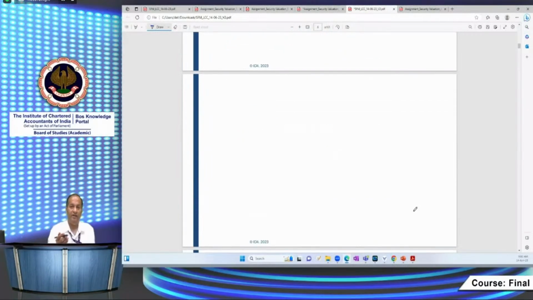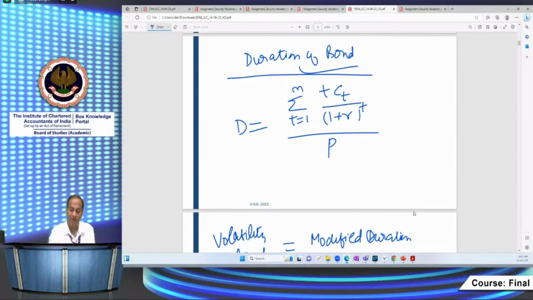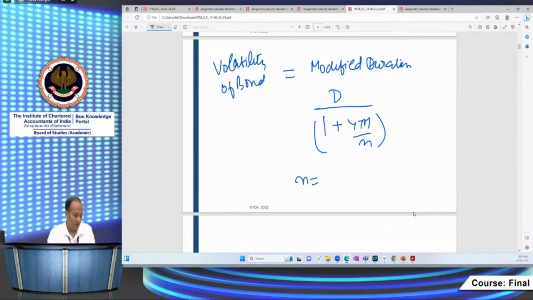Now we come to the volatility of a bond, because for this we need to calculate modified duration. Now, students, very important: this duration concept was invented by Macaulay somewhere in 1938 or 39. He computed it, that's why it is called Macaulay duration. For modified duration, the formula is duration upon 1 plus YTM upon n, where n is equal to the compounding in the year.